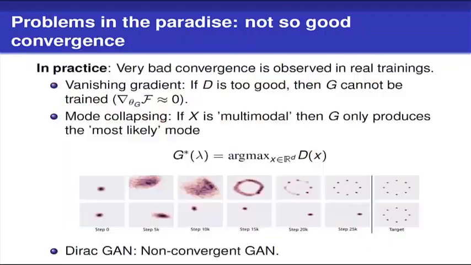So in reality, you get very bad convergence. Actually, if you want to create a random variable that takes several different values on a grid, you would expect something like this.